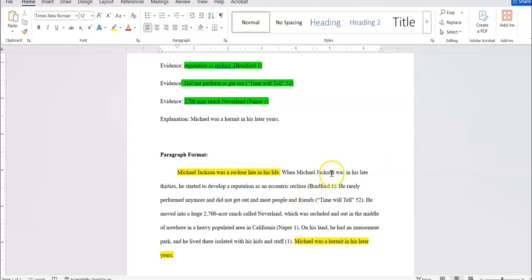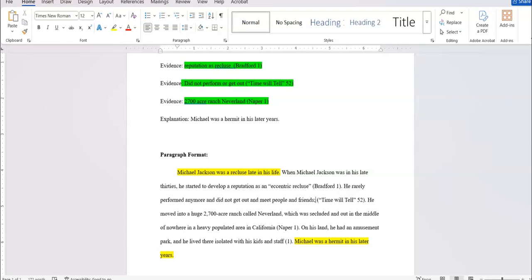So I'm going to go back. The research is already here. Go back to your research. Make it the direct quotes. Okay. I could put it right here. Maybe the person said he was an eccentric recluse. Okay. He rarely performed anymore and did not get out and meet people and friends. And maybe here I want a real direct quote rather than that sum up.